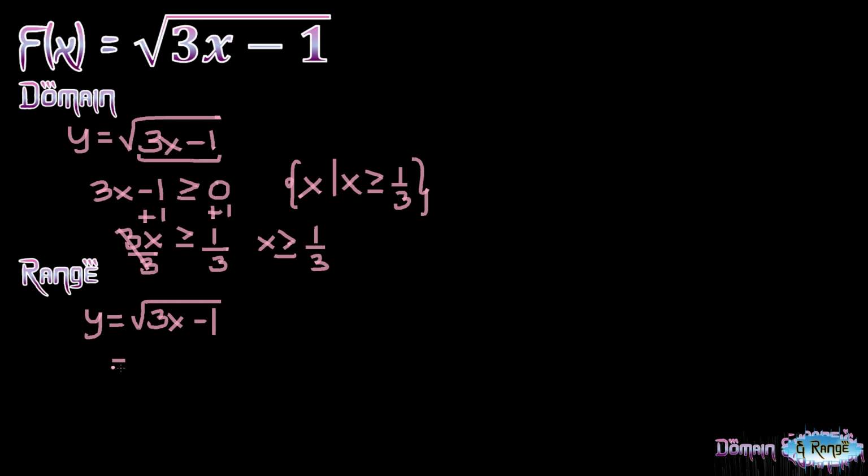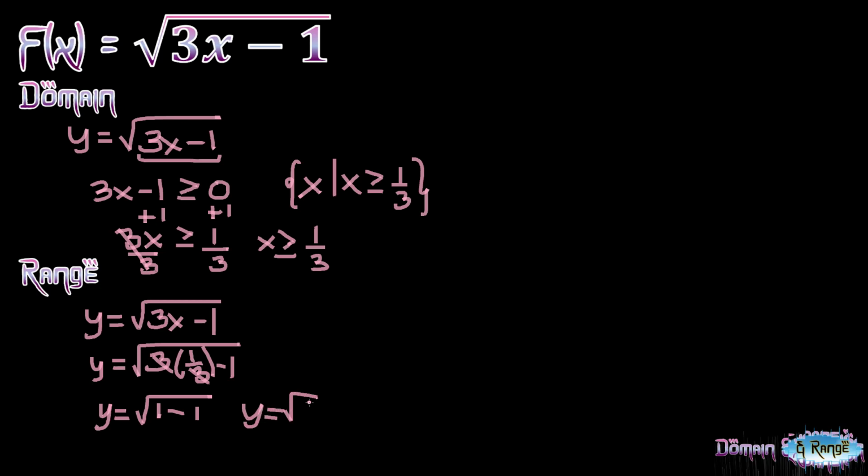If we substitute 1/3 here, we will have y is equal to, as mentioned earlier, 3 times 1/3, then you subtract 1. We have y is equal to square root of 1, because 3 divided by 3 is 1, minus 1. So y is equal to the square root of 0, which means that y is equal to 0. This is the smallest possible value for our range. It's not just 0. Take note that for our domain, it's not just 1/3. It's all possible values of x that are greater than or equal to 1/3.